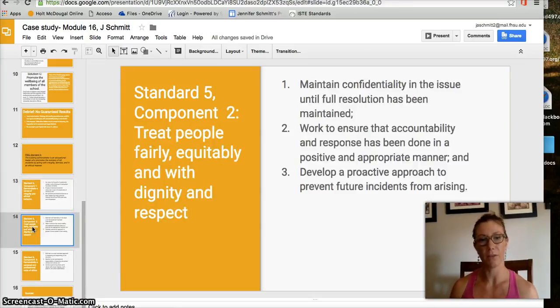Component 2 of Standard 5 tells us that the principal and any school leader needs to treat people fairly, equitably, with dignity and respect. So that involves maintaining confidentiality throughout the resolution of the issue. It involves working to ensure accountability and that there's appropriate responses once it's figured out who did this and where it was done, and then to develop an overarching proactive approach to prevent further incidents from arising.